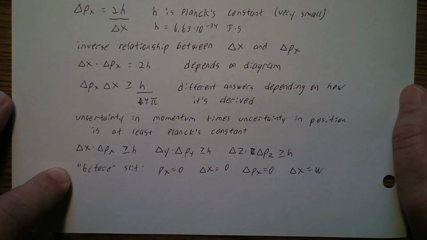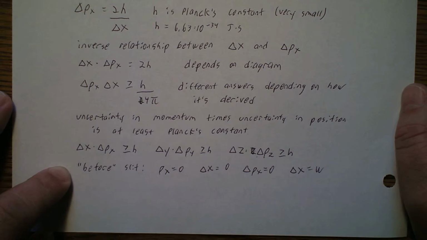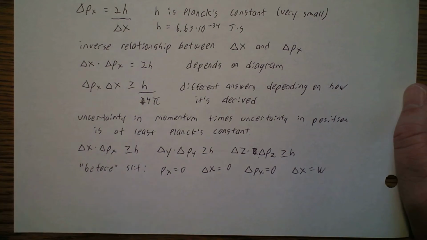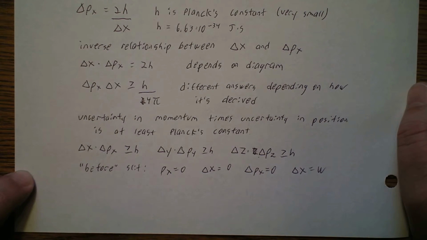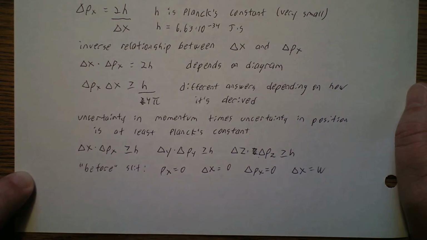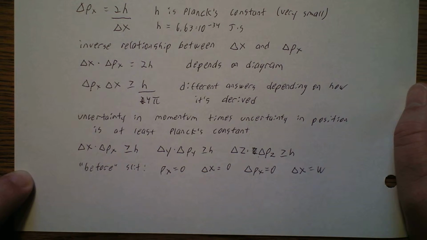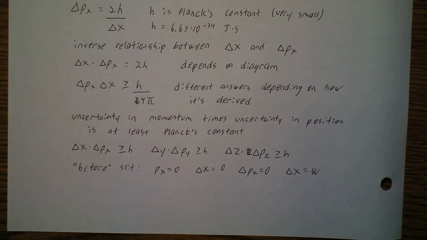So before the slit, we have the momentum in x is 0 because the light is coming straight from the left. And then the change in x would be 0 because we know the light's going exactly through that one spot, the slit width. Then we have the change in the momentum of x is equal to 0, and the change in x is equal to W.